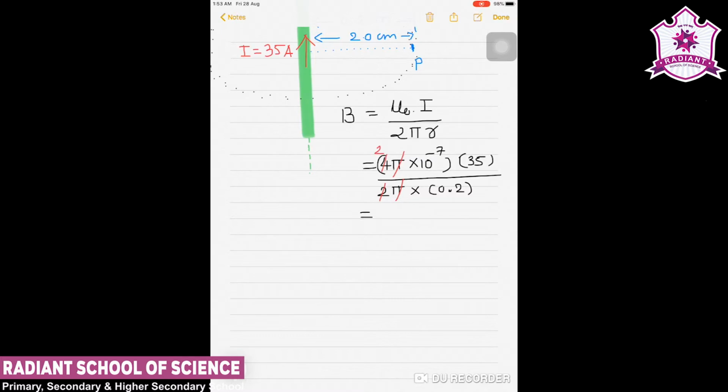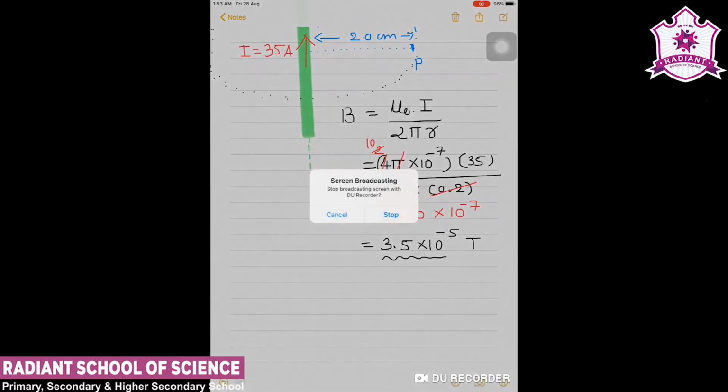Here this is the value, that is 2 and 0.2, so that turns out to be a 10. So I can say that this will be 10 multiplied by 35, that is 350 into 10 raised to minus 7. Now again when we simplify it, we get this is equal to 3.5 into 10 raised to minus 5 Tesla. So this will be the answer of example number 2.